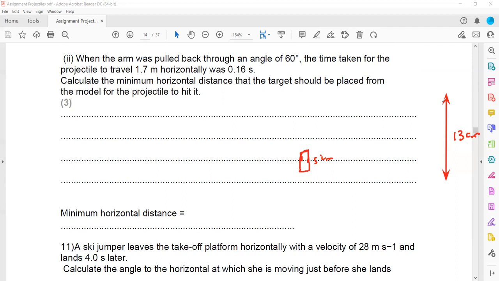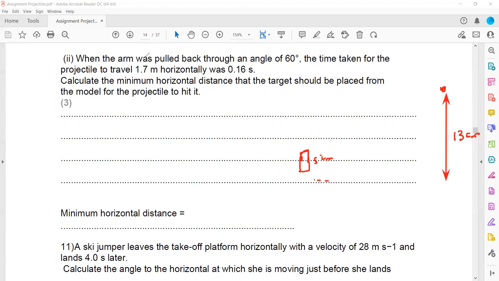The question is where we should place a target so that the projectile hits it. The projectile can cover 1.7, but at what distance should we place a target so that the projectile hits it? The total horizontal distance took about 0.16 seconds. So first, what we will do, we'll find the horizontal velocity.